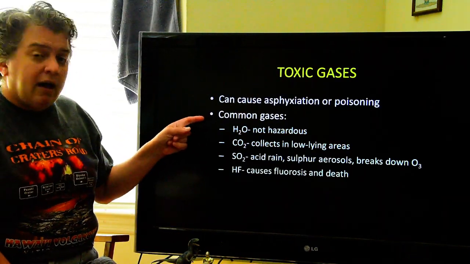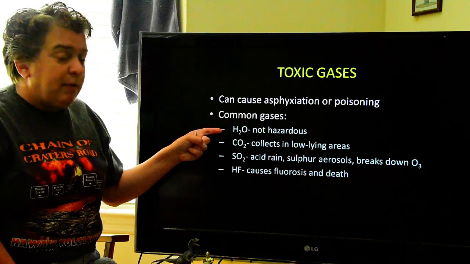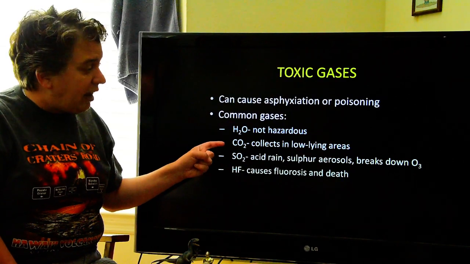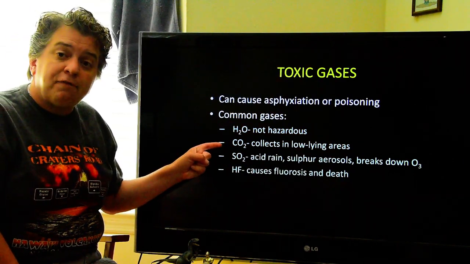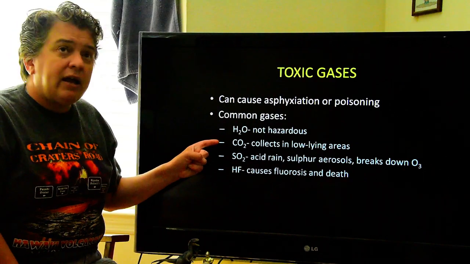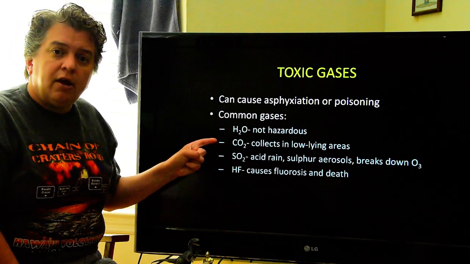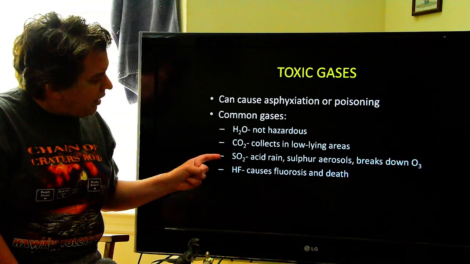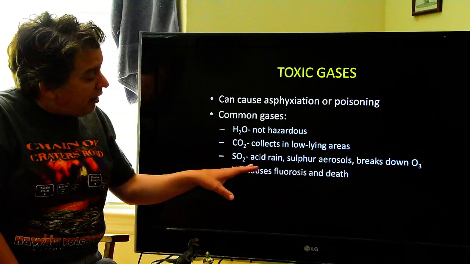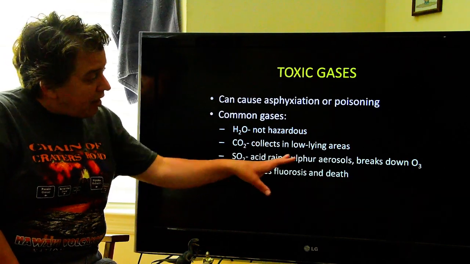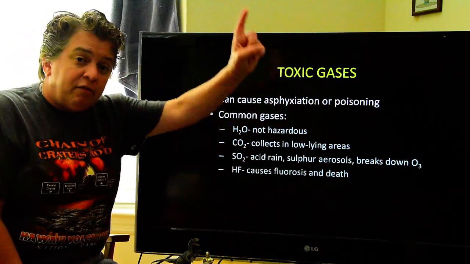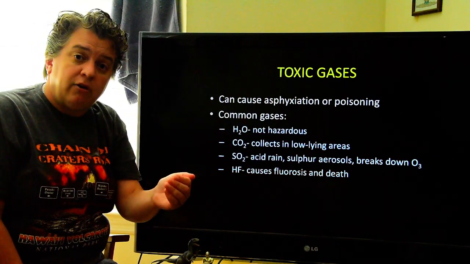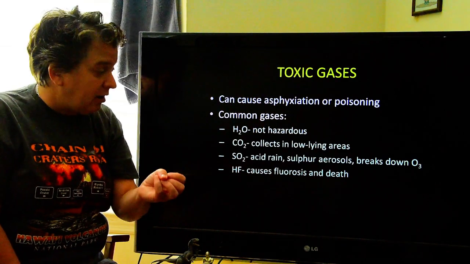Now, common gases in a volcano: water vapor is not hazardous. Carbon dioxide, though, can collect in low-lying areas and cause asphyxiation. This actually happened at Lake Nyos in Cameroon in 1986, I think it was. Sulfur dioxide can cause acid rain. Sulfur aerosols in the atmosphere can actually cause climate change. It can cool Earth's climate.